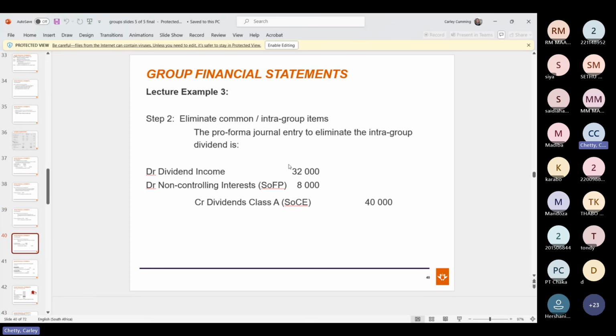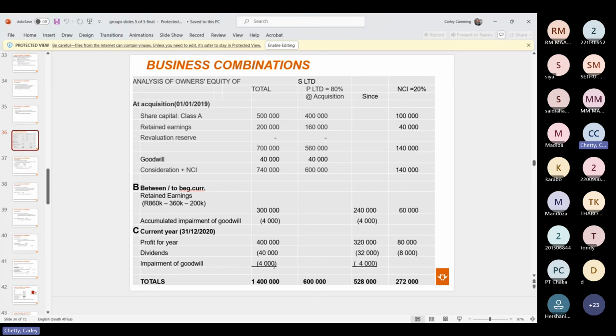Now we need to take into account any intra-group dividend. So was there a dividend that the subsidiary declared? Yes, the subsidiary declared 40,000 rand, 80% of that dividend was paid to P, which is the parent company. So P was paid 32,000. On consolidation, P and S are seen as the same company. Therefore, this amount needs to be eliminated. 20% of this dividend was paid to the non-controlling interest. So we need to show the journals for this.